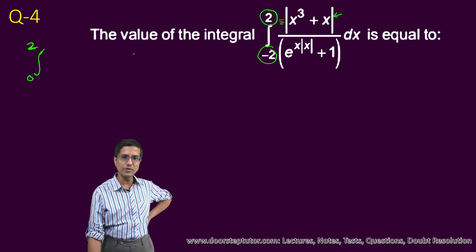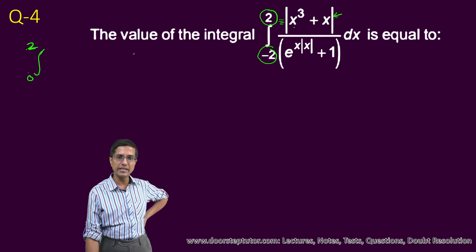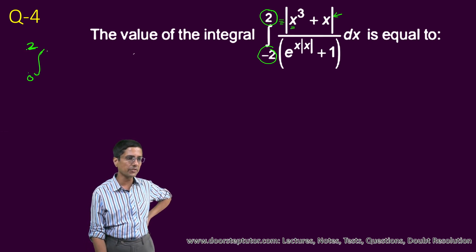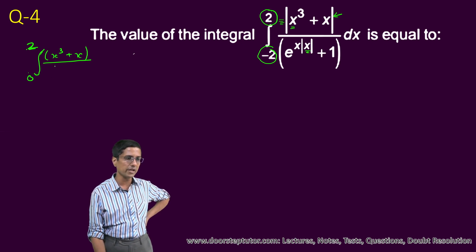Inside the positive region I know that my limit goes from 0 to 2. So in that region this x cube plus x will be positive, so I don't really need the absolute value sign. That is the first thing. And in this region I know that this x is positive, so I don't need the absolute value sign there also. So I can simply write it like this.